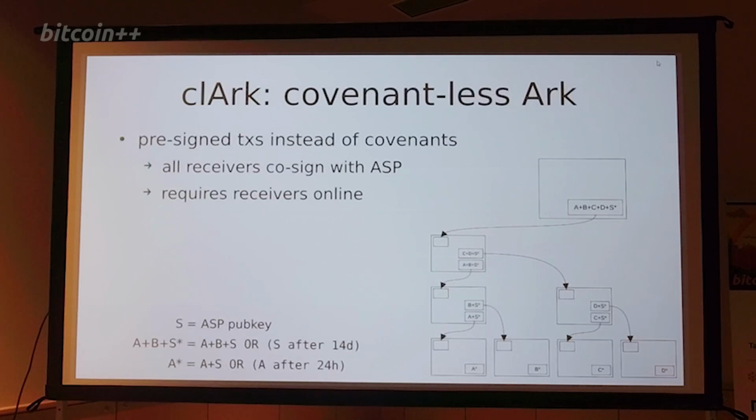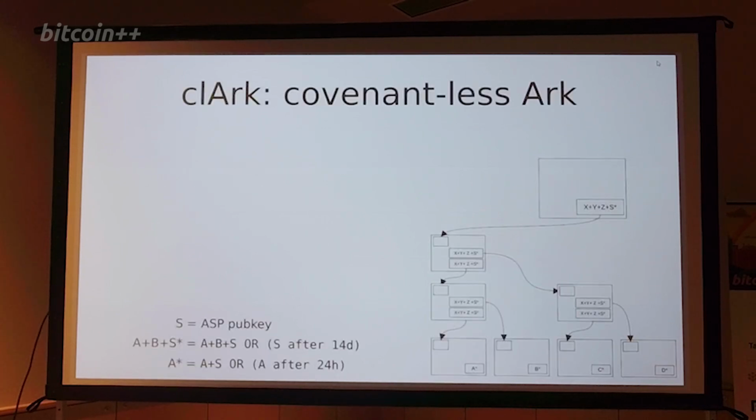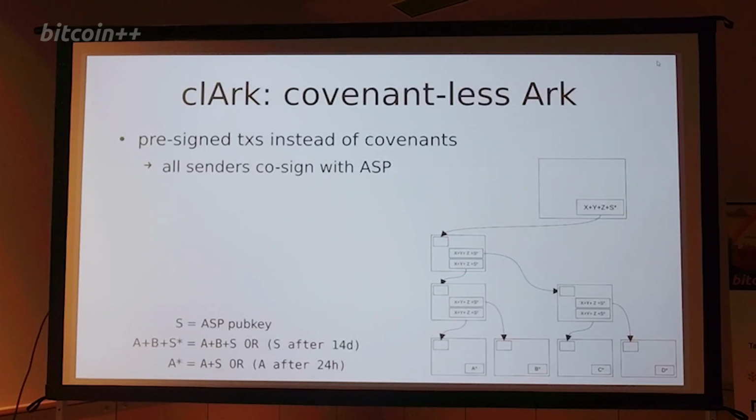So an alternative we can do here is, what if instead of having all these receivers sign all these nodes in this tree, what if instead all the senders sign this tree, right? The senders already are online. They all need to sign their forfeit transaction. There's going to be a whole lot of them. And if all of them sign literally every node with a 100% multisig, that means that only one of them actually has to do the right thing, delete their key, and then the whole covenant is safe, right?